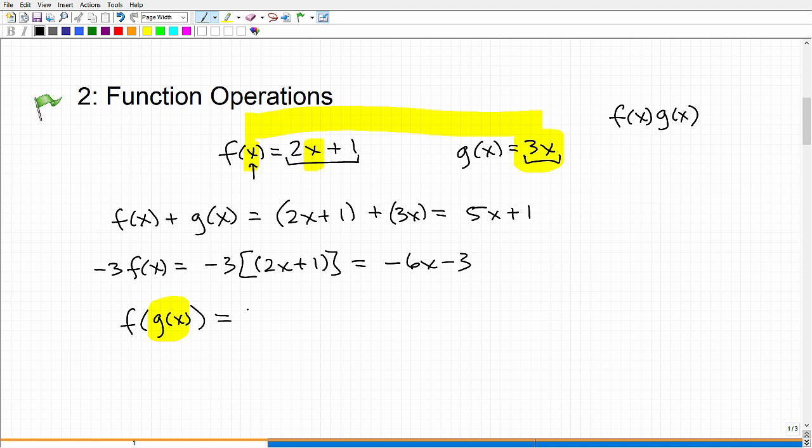So f of g of x will be 2 times x, but x is what I'm plugging in, the g of x function, which is the 3x. Plus 1 to finish this out. So then we get 6x plus 1 as f of g of x. So composite functions, you definitely need to know. All right, let's move on.